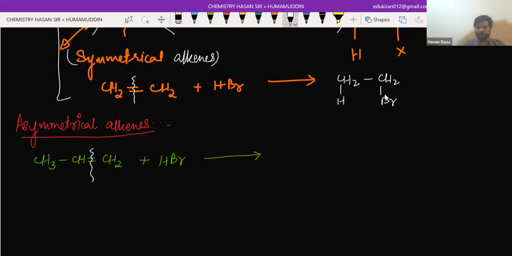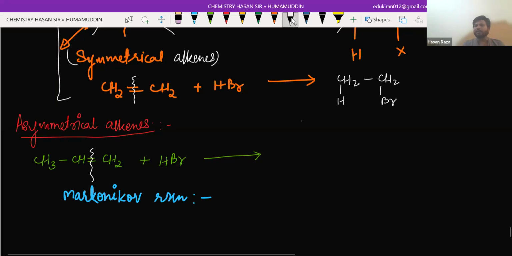Now, if the reaction is like this, when an asymmetrical alkene reacts with HBr only, then this reaction is known as the Markovnikov reaction. When an alkene reacts with only HBr, with no other reagent, it is Markovnikov. Now, what does this Markovnikov rule say?